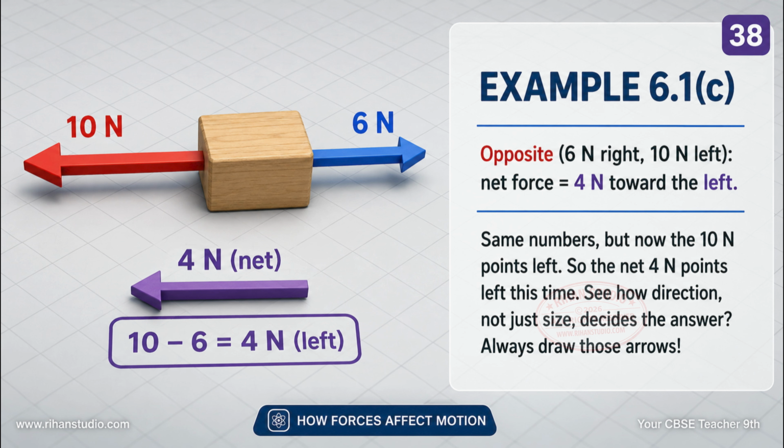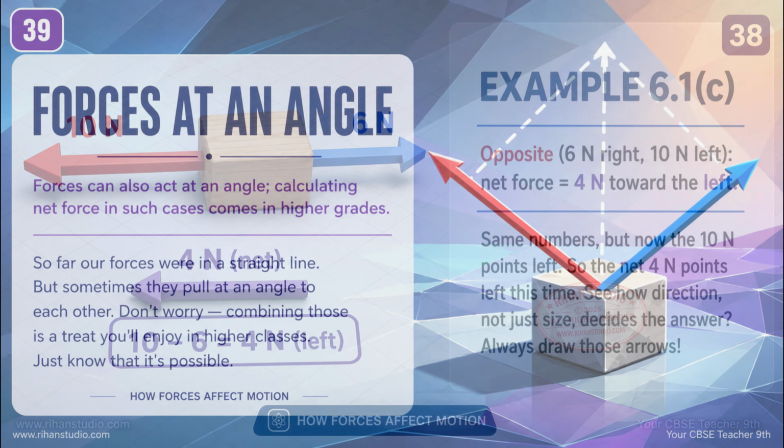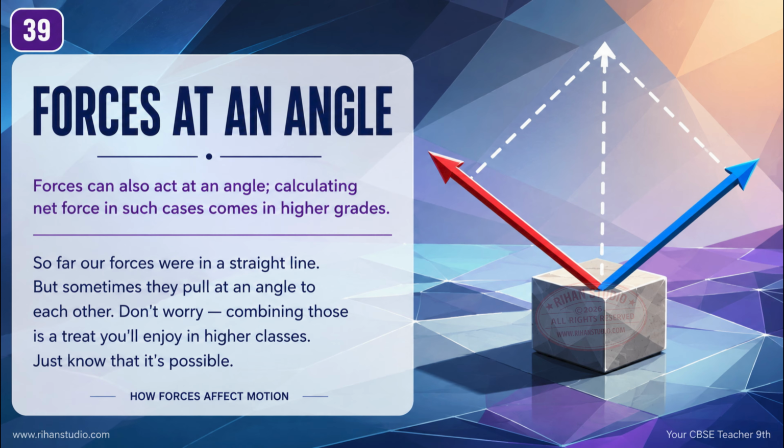Example 6.1, Part C. Same numbers, but now the 10 newtons points left. So the net 4 newtons points left this time. See how direction, not just size, decides the answer? Always draw those arrows.